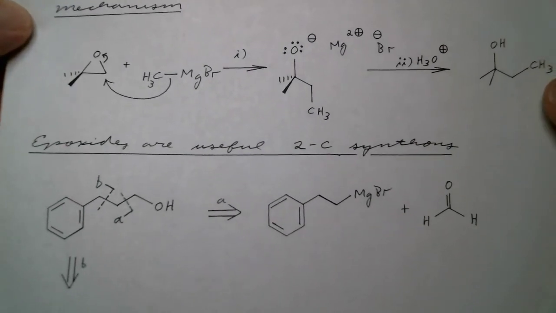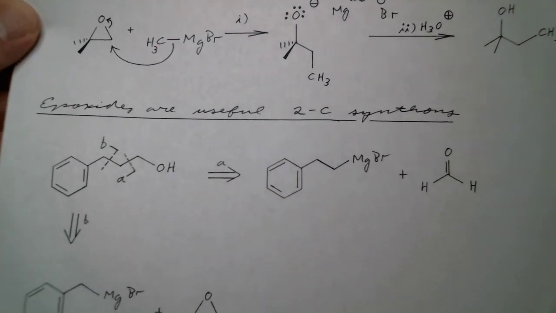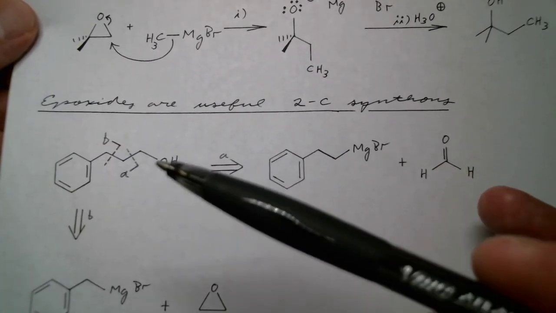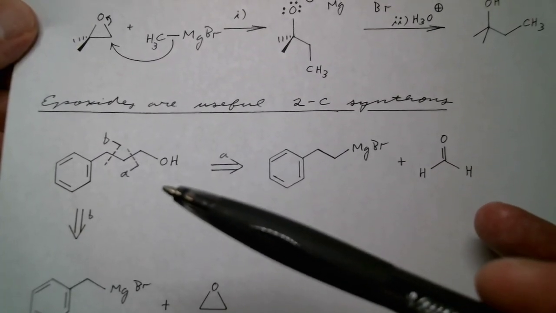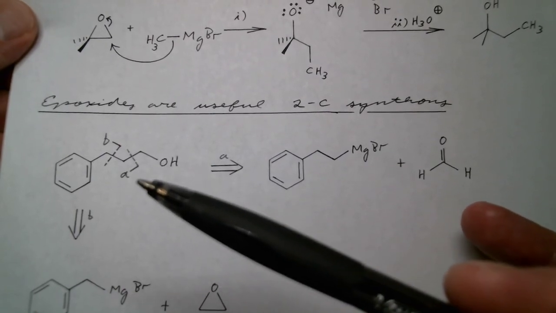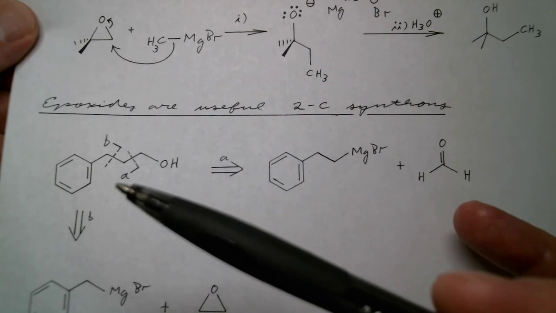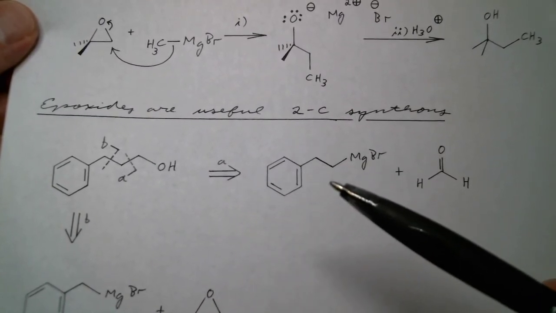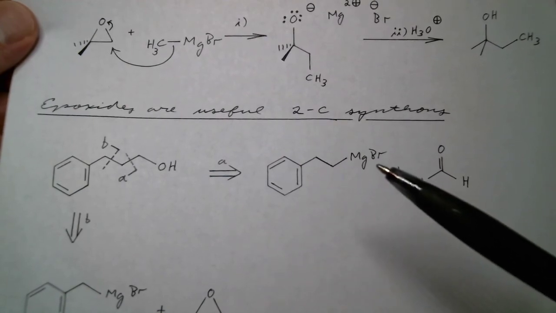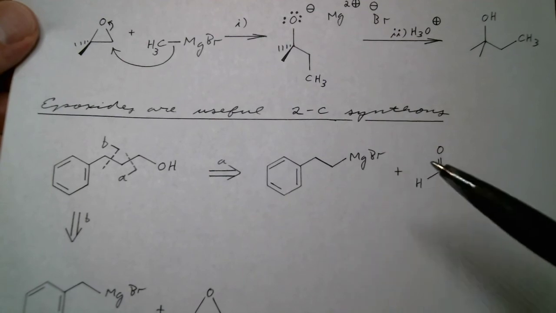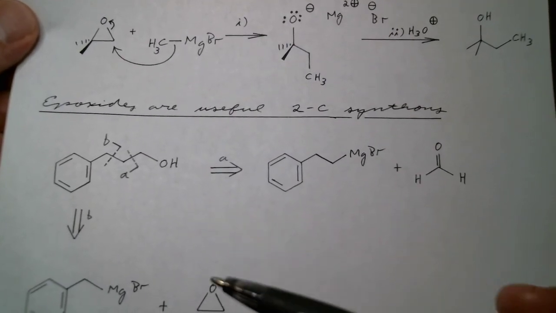So epoxides are useful 2-carbon synthons. If we had to decide how we might think about making this alcohol, we could think about cutting bonds either across A or B. If we said A, we would have to use this homobenzyl magnesium bromide Grignard reagent and formaldehyde to extend it by a CH2OH after aqueous acidic workup.